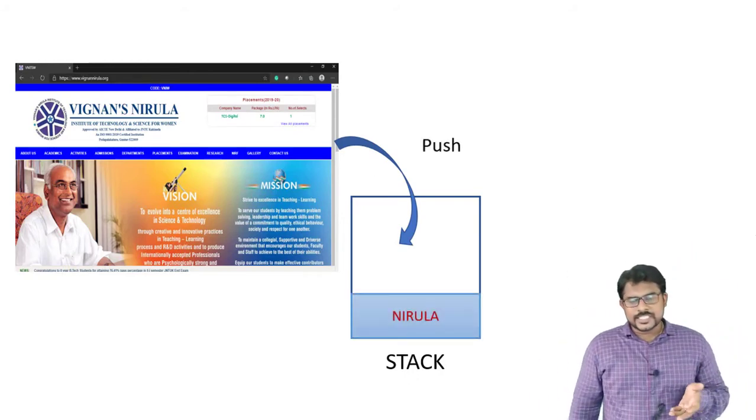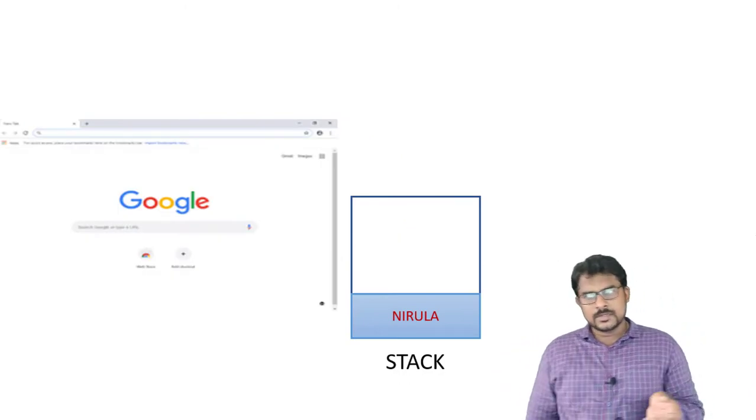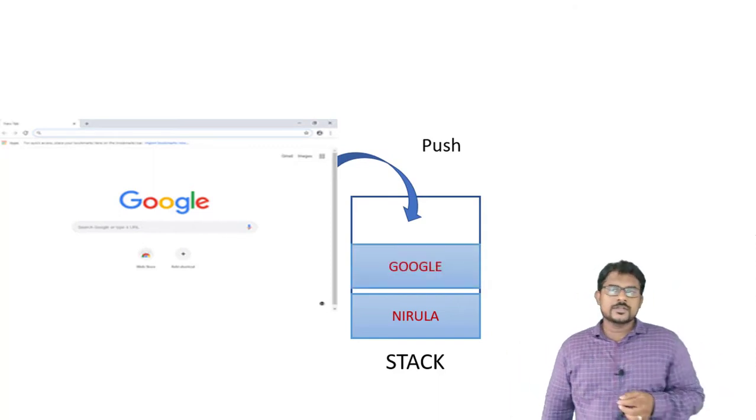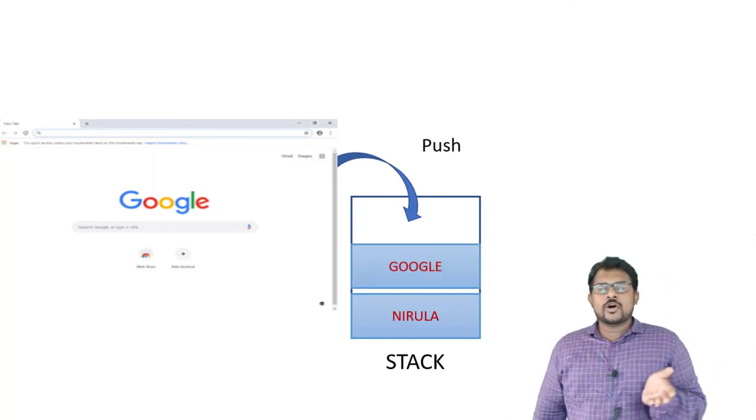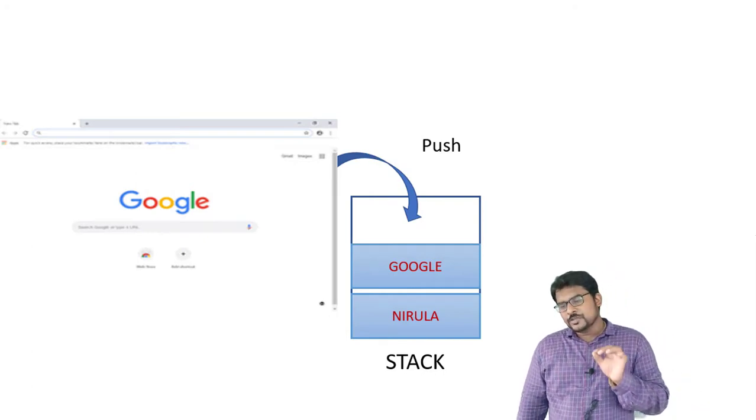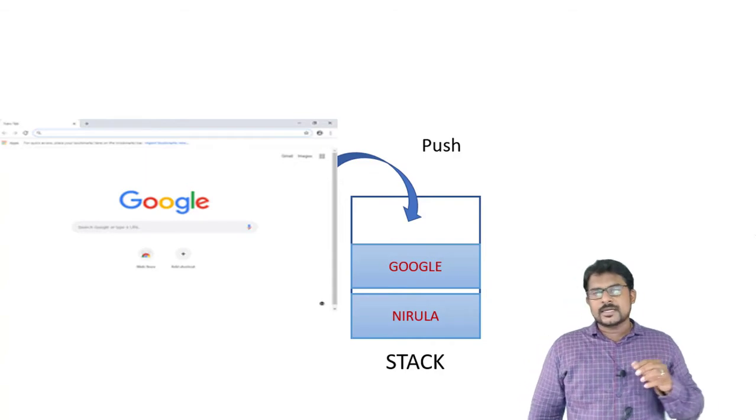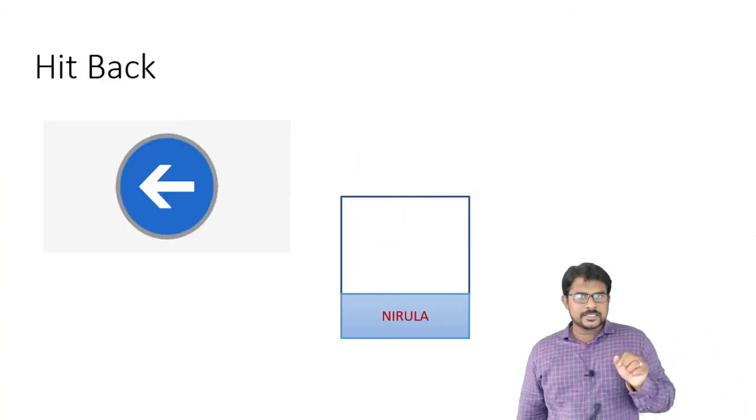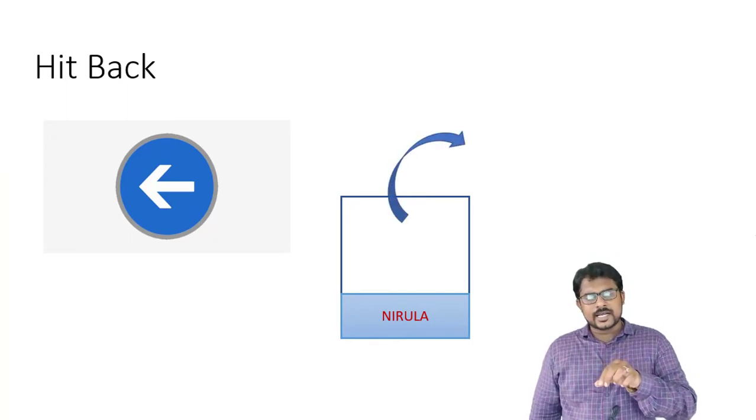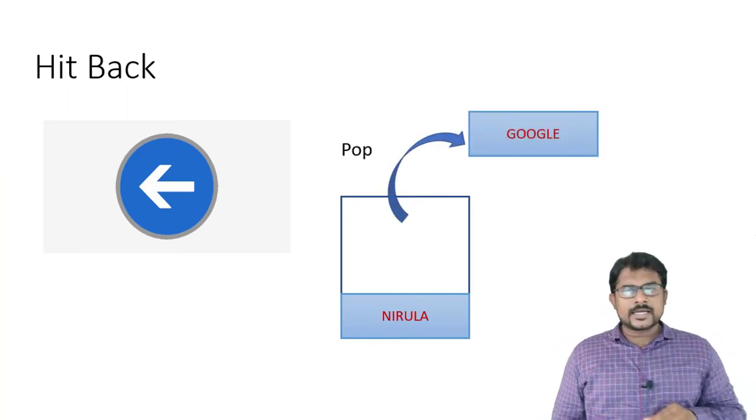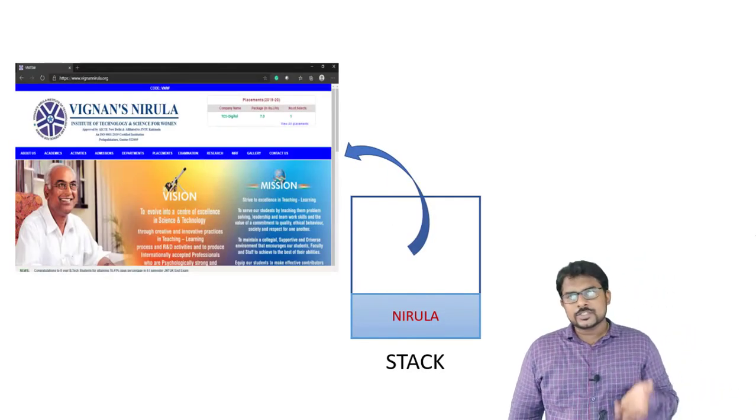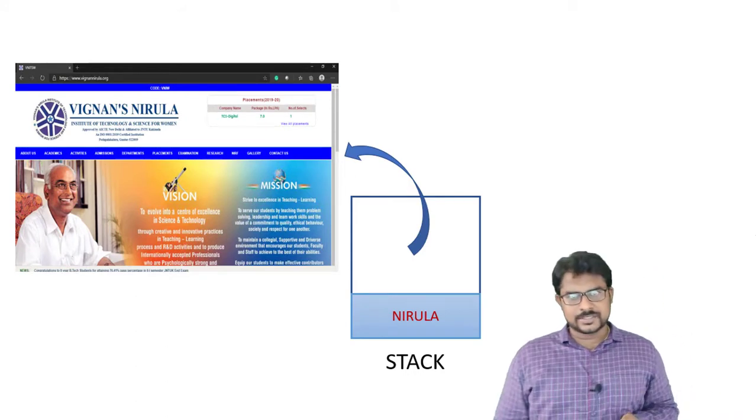Next, when we want to visit another web page, say google.com, it will again be pushed onto the stack. The link is pushed onto the stack. This way, all the links of the pages you have visited are pushed onto the stack. Whenever you want to go back to the previous page, you simply hit back, right? When you hit back, the one on the top of the stack will be popped out, and the previous one, that is the Nirula page, will be displayed back. So this is how your stack actually works.